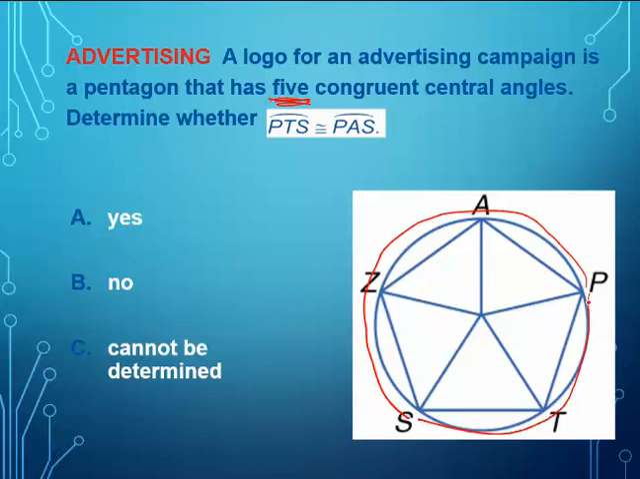Okay, well, PTS involves these 2 angles. They're all congruent, right? So if it has 2 angles as its central angle here, and PAS has 1, 2, 3 angles included in its central angle, are they going to be congruent to each other? No, because 2 angles is going to be less than the 3 angles. So the answer is going to be no.